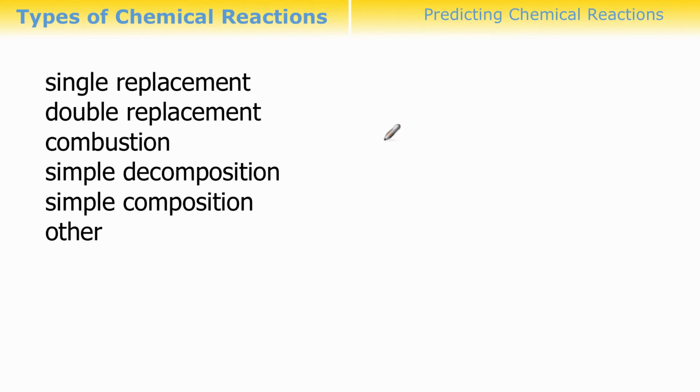So the 5 types that we'll look at, I guess including other, are single replacement, double replacement, combustion, simple decomposition, and simple composition. Some people call that formation. And there's other names for all of these. These aren't all the different chemical reactions that exist. There's thousands of those. But these are some basic ones just to get us started.